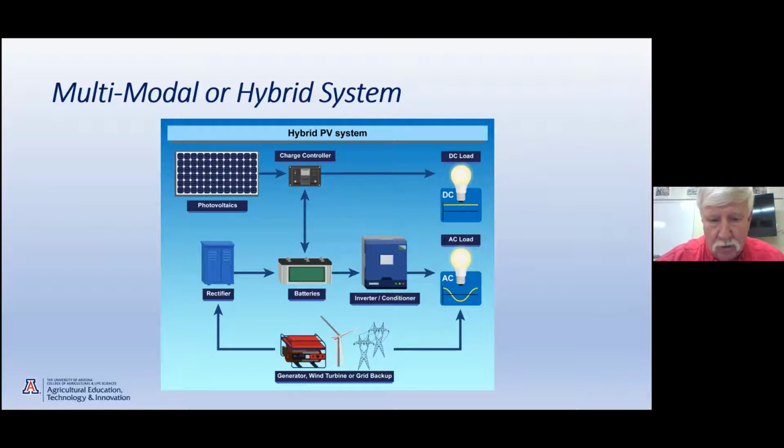If you're up in the northern part of the state, Flagstaff, where you may get some inclement weather and partial sun, where you're not generating enough energy to store in your batteries, you may rely on a wind turbine or maybe a propane powered generator to provide juice to your batteries until your solar system is operating again.